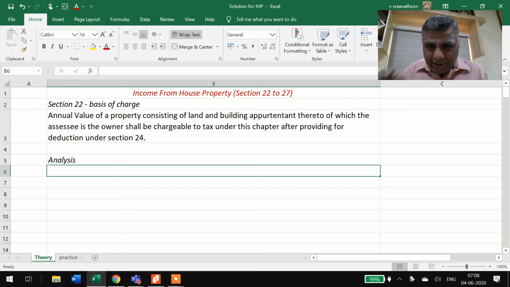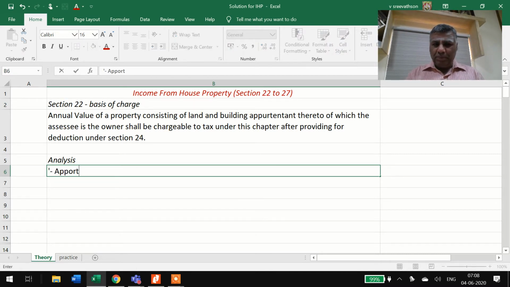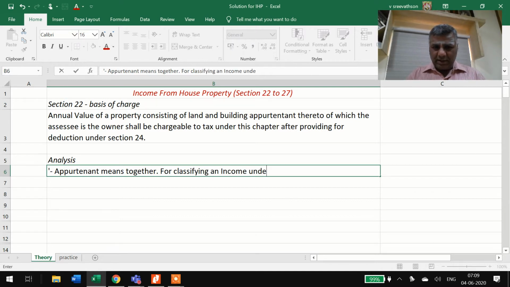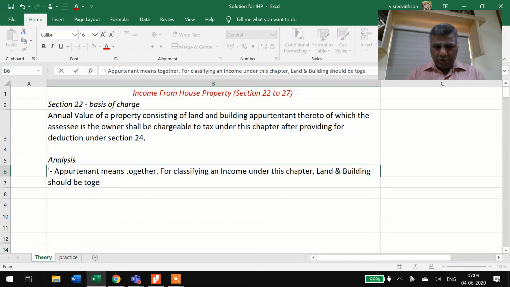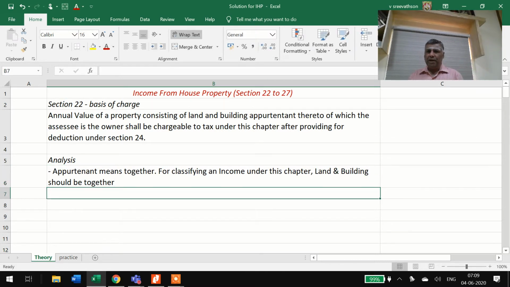I am only talking about land and building appurtenant thereto. Appurtenant means together. For classifying an income under this chapter, land and building should be together. The entry gate of this chapter is that land and building should be together.